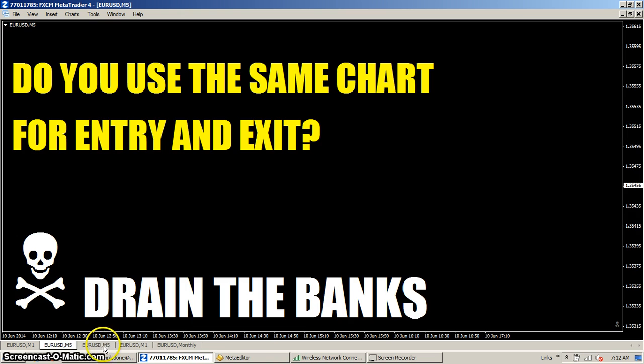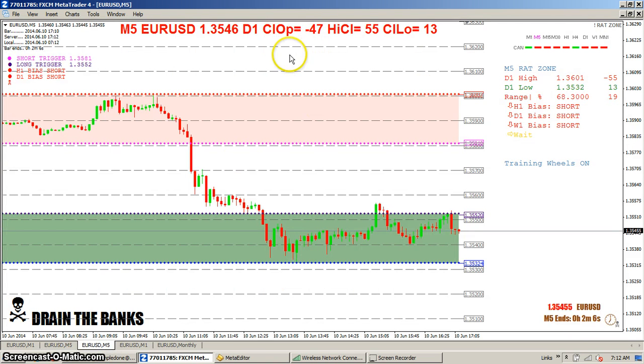Let's explore. Many of you traders might recognize this screen. It's the rat zone where we have the current daily low, the current daily high, and these zones which are 20 pips. Why? Because we know if price enters the zone, it likes to exit the zone. If price enters the zone, it exits the zone. But the question is, should you use the same chart?